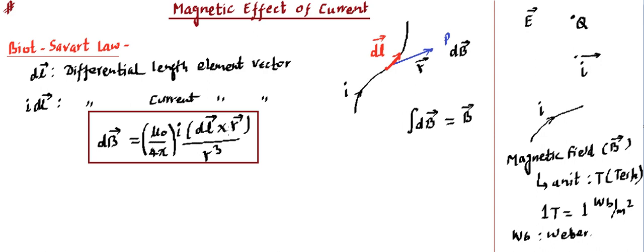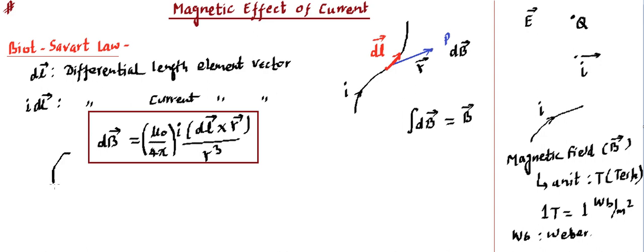Moreover, this dl we have understood, r we have understood, the cross product we know, and then r cube is going to be the cube of the magnitude of the location or the displacement or the position of point P from the differential element of that wire. Making sense? This is something very important for us. We need to learn this. We need to understand how to use it, how to find the magnitude, and how to find the direction.